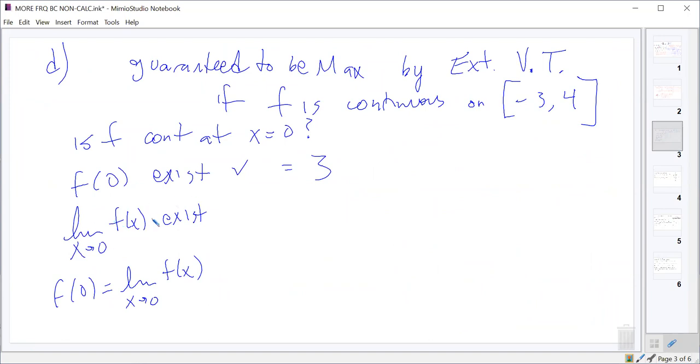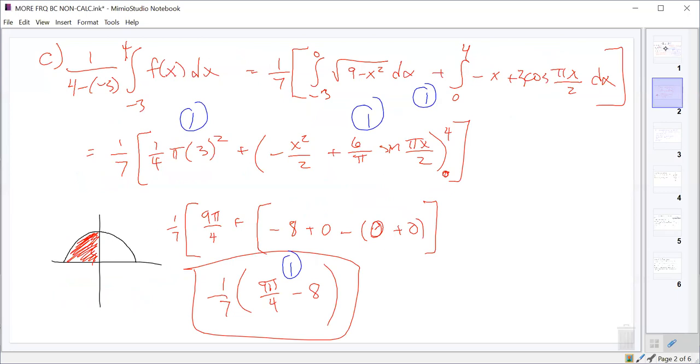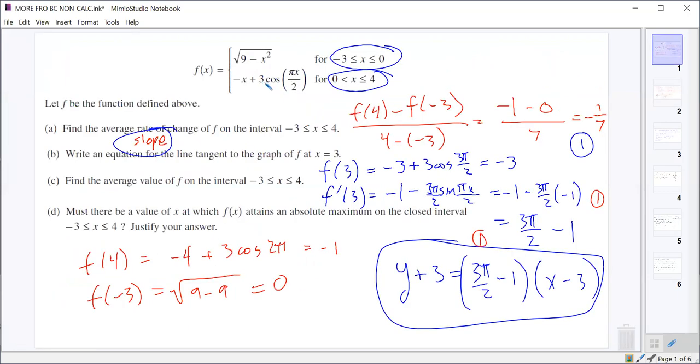How about the limit as x approaches 0 of f of x? Since this is a piecewise defined function that has a split at 0, we need to look at the limit as x approaches 0 from the left of f of x and see if that's equal to the limit as x approaches 0 from the right of f of x. Well, from the left, we just found it, it's 3. On the right, we have x, which is 0, or negative x, I think, which is 0, plus 3 cosine of 0.